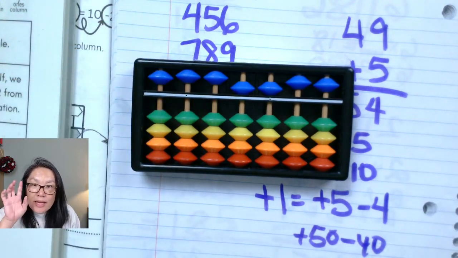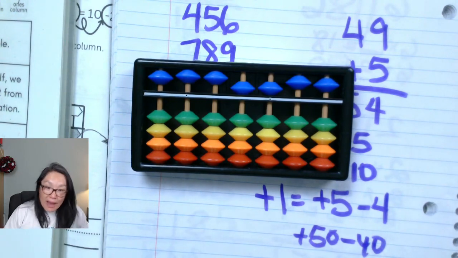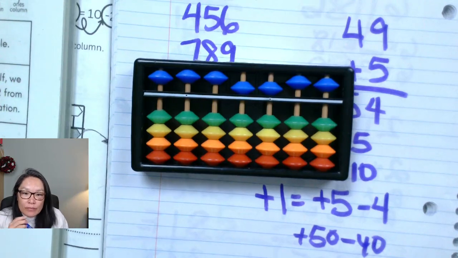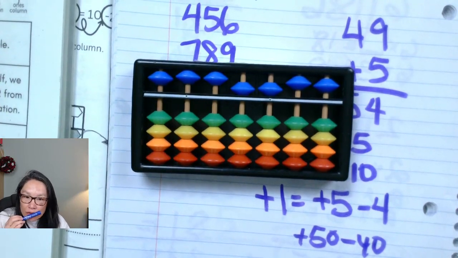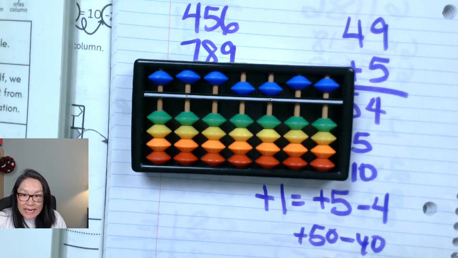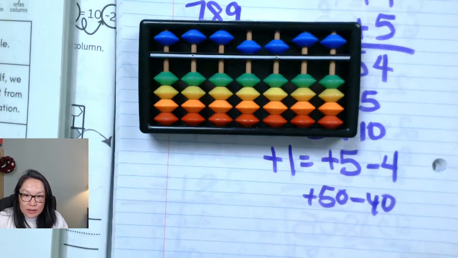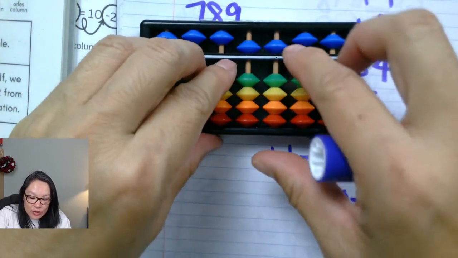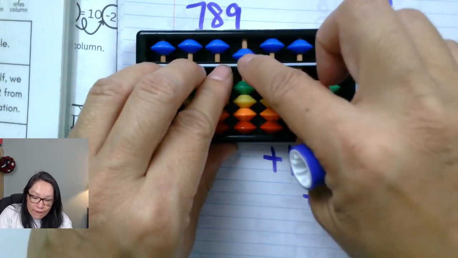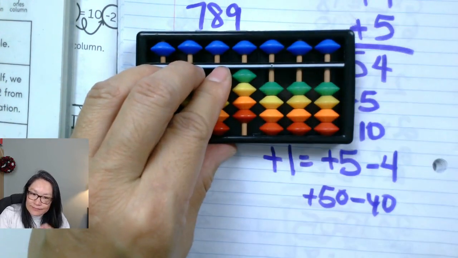And you know what? It's only because in mainstream math, that's what we do, right? Because they don't have anything to keep the place values. You know what I mean, Jay? Because you don't have anything to keep the place values, you need to say 50 minus 40. But in Abacus world, we don't need to because the Abacus does it for us. So it would just be 5 minus 4.